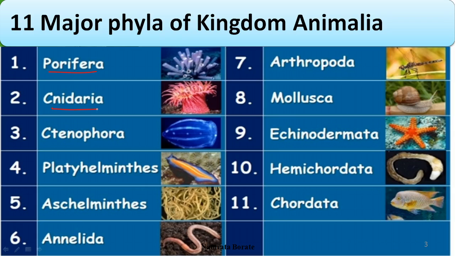Second one is Cnidaria. Third one is Ctenophora. Fourth one is Platyhelminthes. Fifth one is Aschelminthes. Sixth one is Annelida. Seventh one is Arthropoda. Eighth one is Mollusca. Ninth one is Echinodermata. Tenth is Hemichordata, and the eleventh is Chordata.